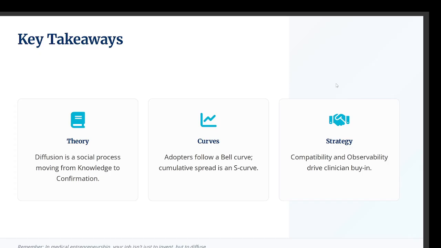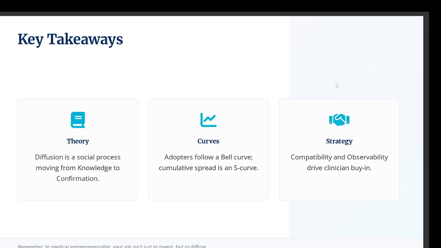So these are the key takeaways as we conclude this lecture regarding diffusion of innovations. First, innovation diffusion is fundamentally a social process rather than simply a technological one. Successful adoption depends on communication, trust, collaboration, and relationships within the healthcare system. Second, innovation spreads through the innovation decision process, beginning with knowledge and moving through persuasion, decision, implementation, and confirmation.